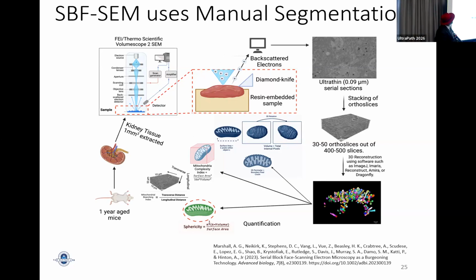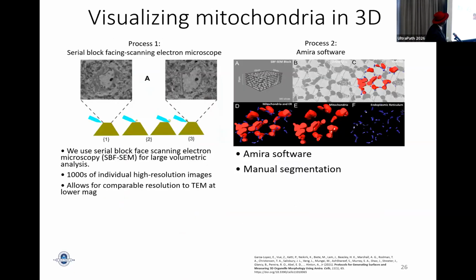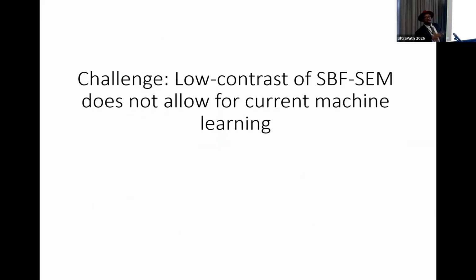So this is just a workflow talking about SBF-SEM in general, but we did do this Amira paper just looking at the manual segmentation and the way to do the quantifications, so that people would know how to download that information. So now that everybody's caught up with SBF-SEM, the question becomes that the low contrast of SBF-SEM does not allow for current machine learning. What has been done, right?